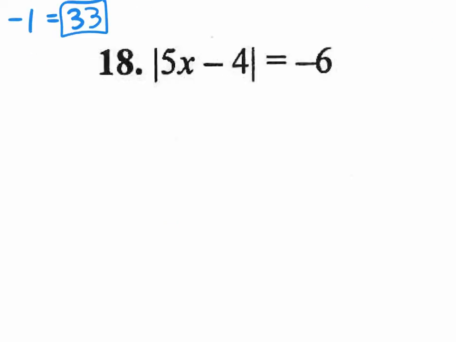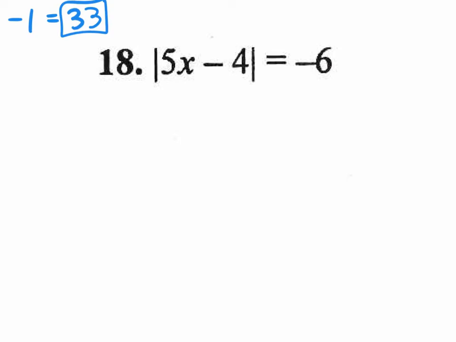So jumping to number 18. This one already has the absolute value isolated. So what do I do next on number 18? If it's already isolated. Positive and negative situation? Anybody else have any other ideas we could do here? No solution. Perfect.